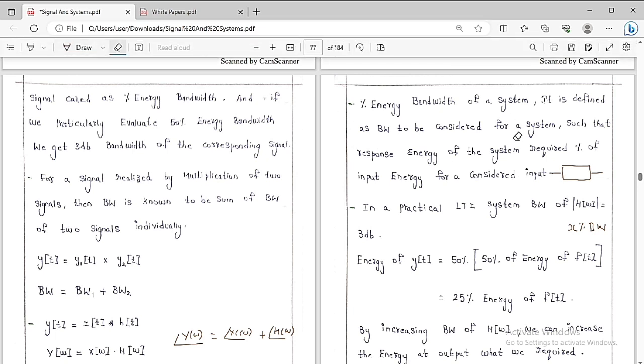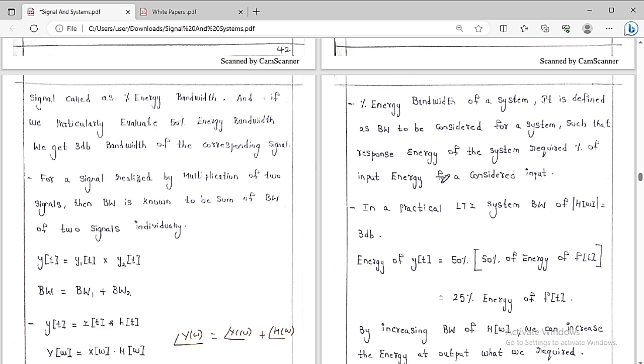So let me tell you the meaning of this statement. Suppose there is some system. For the system, we have an input and we are going to get an output. I want to find the output energy, only a certain amount I want to figure out. That certain amount is nothing but the percentage energy bandwidth. So the percentage energy bandwidth of a system is defined as the bandwidth to be considered for a system such that the response energy of the system is the required percentage of the input energy for a considered input.